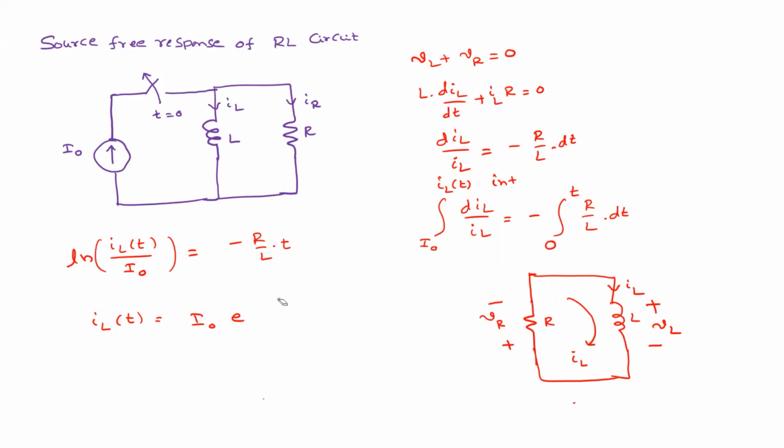This can be written as I naught into e to the power of minus t by tau, the form we usually write. So how to write tau here? It is L by R. So tau is equal to L by R.